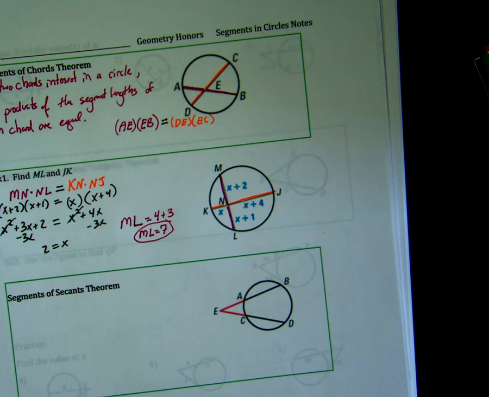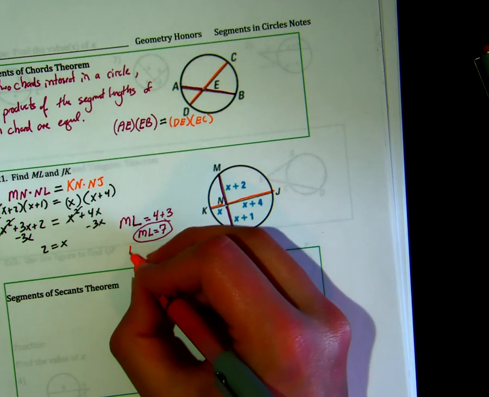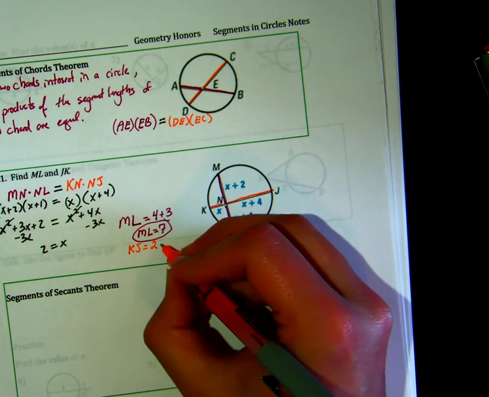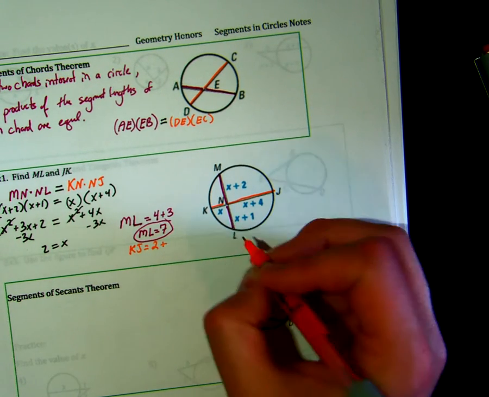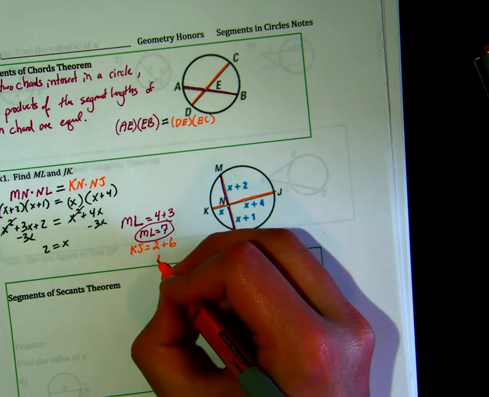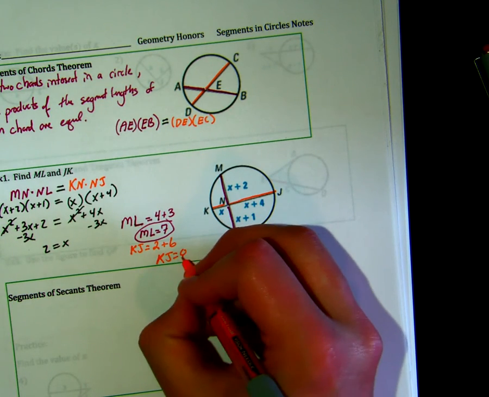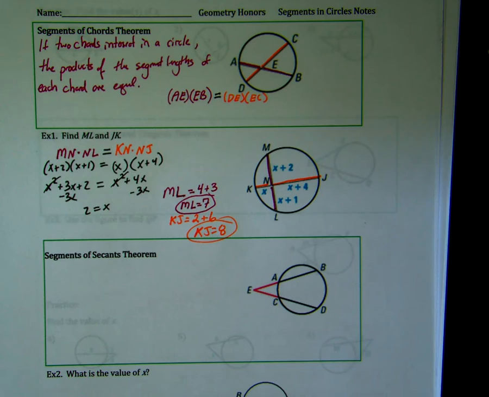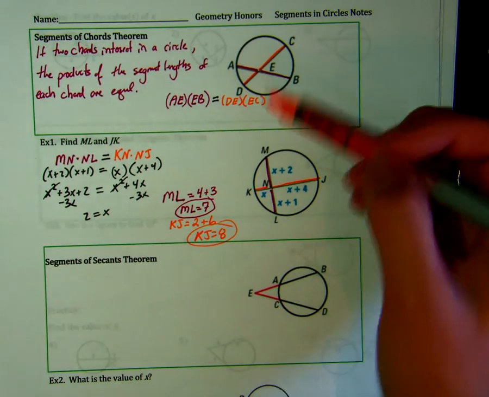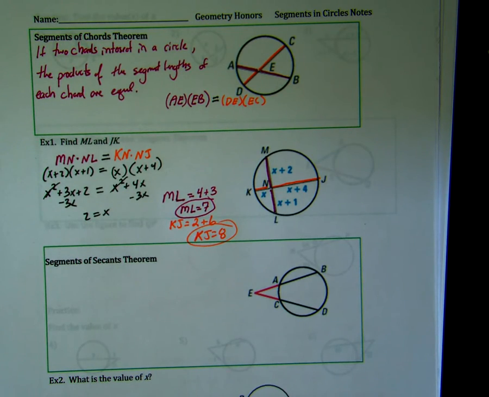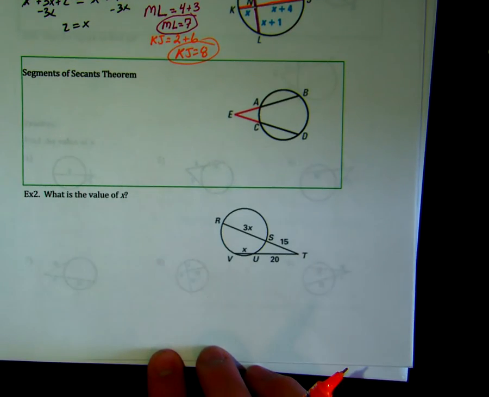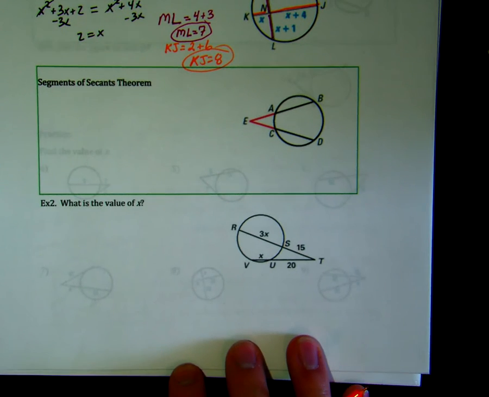And if we look at the other piece, KJ, or JK, is made up of the small piece of x, which is 2, and this is 2 plus 4, so this part is 6. So KJ is 8. And those are our two solutions there. Okay, so that's our first theorem. Chords that intersect in a circle, the product of their individual pieces are equal to each other, right? Now this one is where it starts to get difficult.